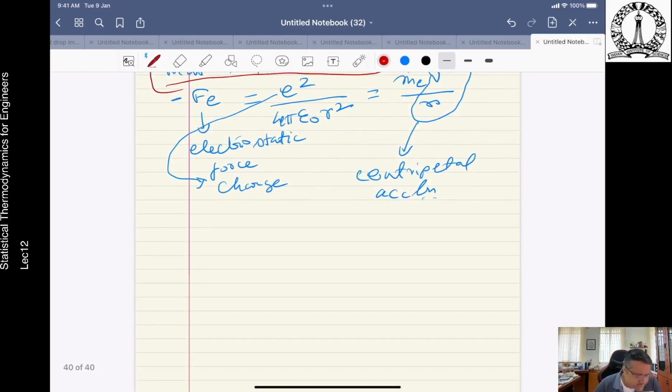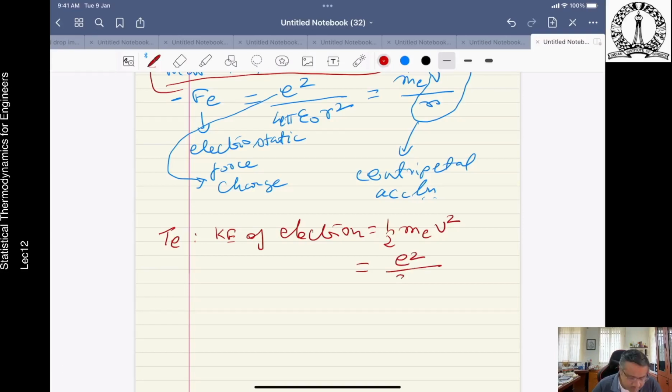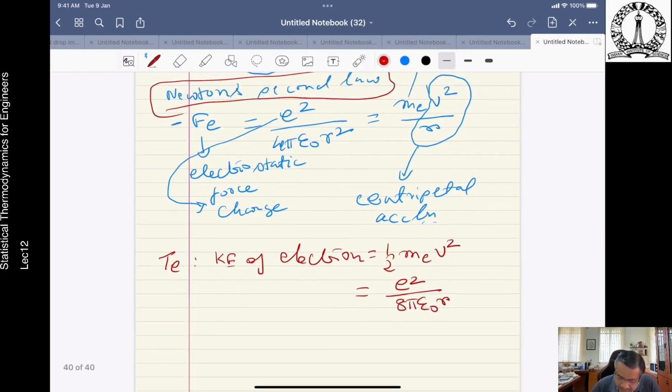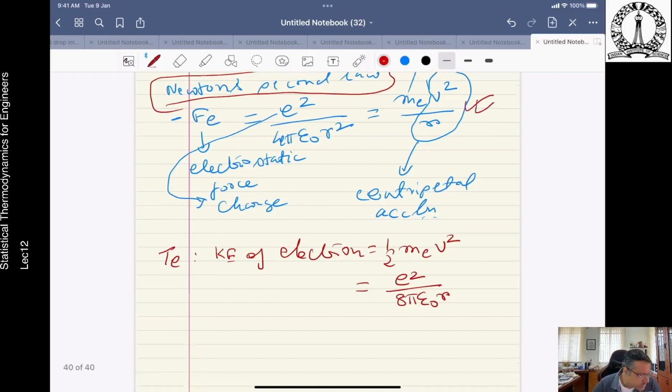If I project Te as the kinetic energy of the electron, that is equal to half me v squared, where me is the mass of the electron. This is also equal to e squared by 8 pi epsilon naught r, as you can see from this expression. I just add a half to it, and because of this balance, we can write it like this.